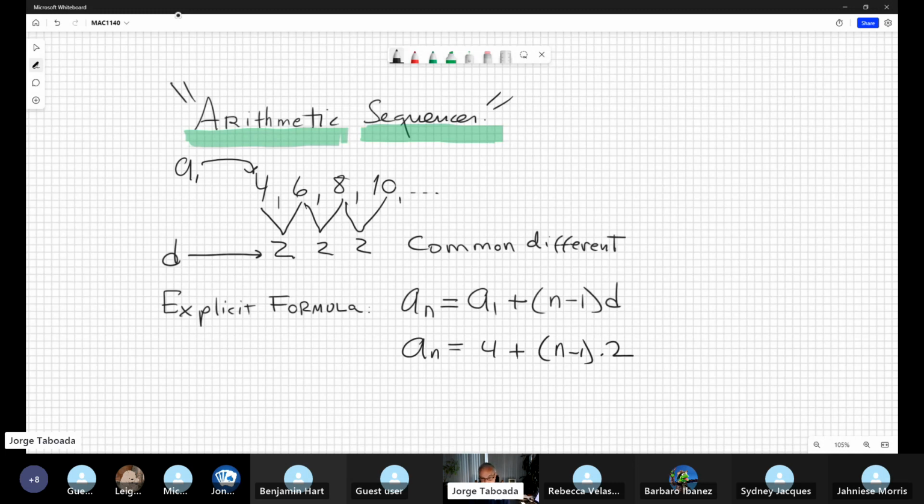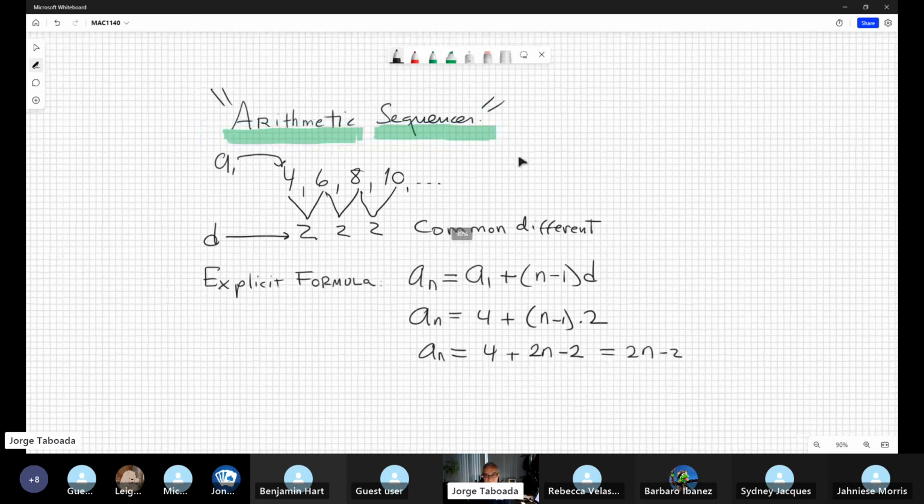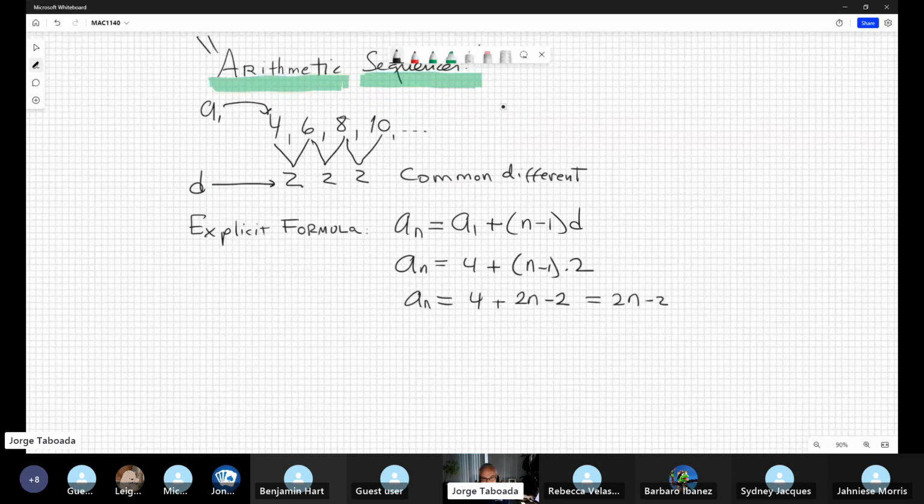Leave it like that? No, of course not. You apply elementary algebra. a sub n is equal to 4, apply the distributive property to n minus 1 times 2. Now, why not combine the like terms: 4 minus 2 is 2. Bang! And we have the formula to generate these sequences: 2n plus 2. Beautiful.